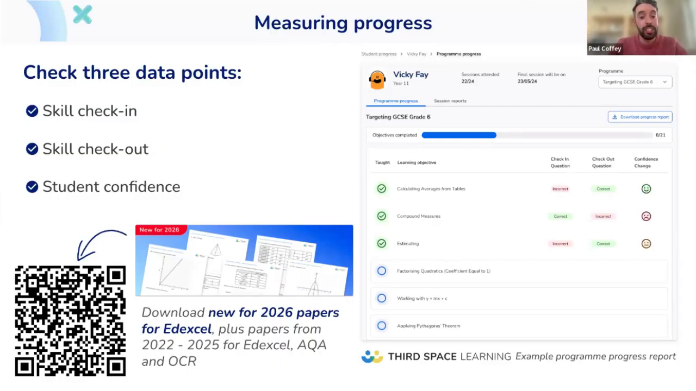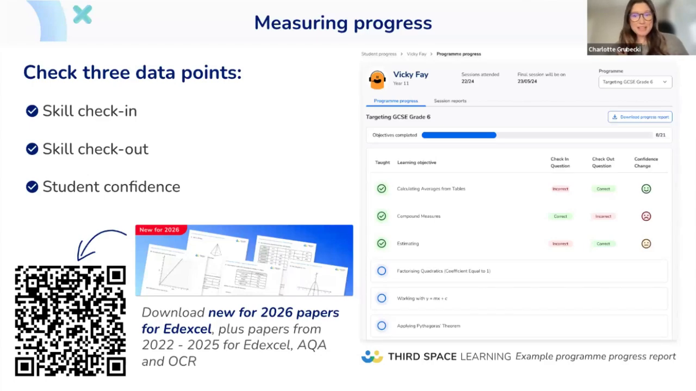And the best news is, Charlotte, there's brand new ones coming out imminently for 2026. Well, I think I actually have even more exciting news. I think that they actually landed today. That is very exciting. So if you want to scan the QR code on the screen, they will take you to our brand new sets of papers for 2026, which is very exciting.